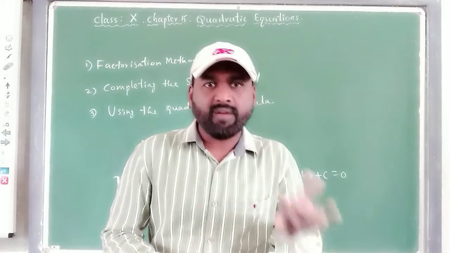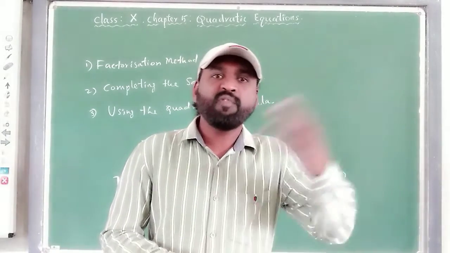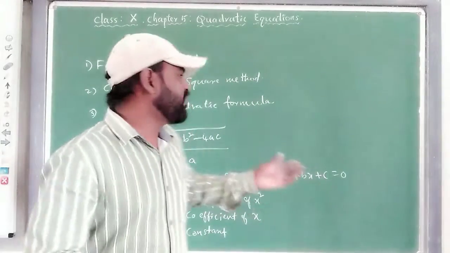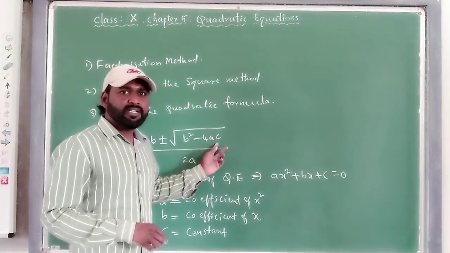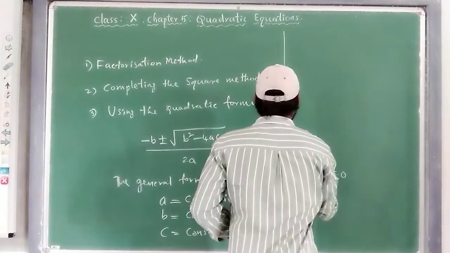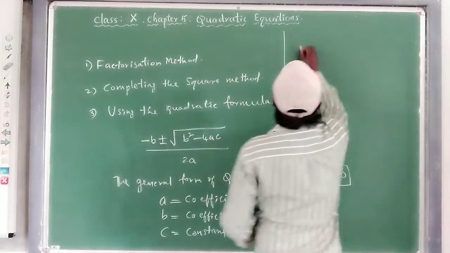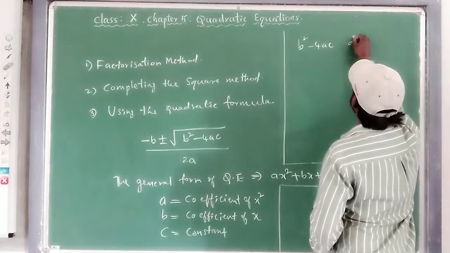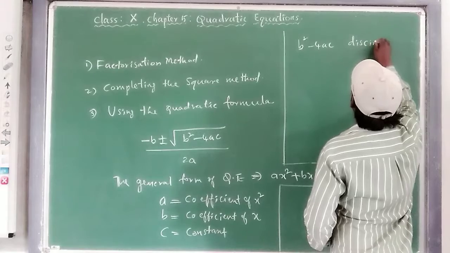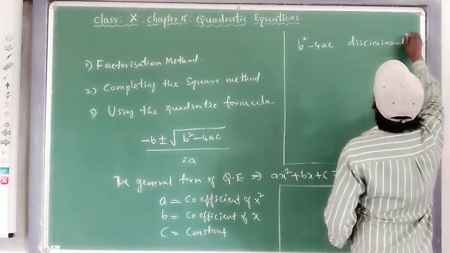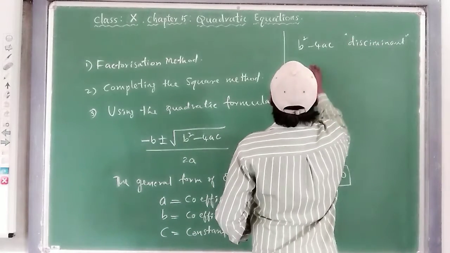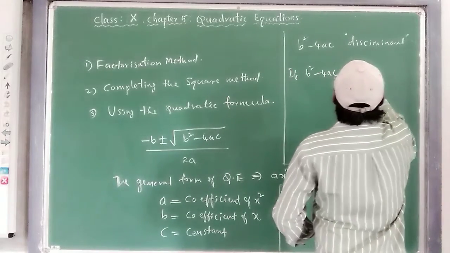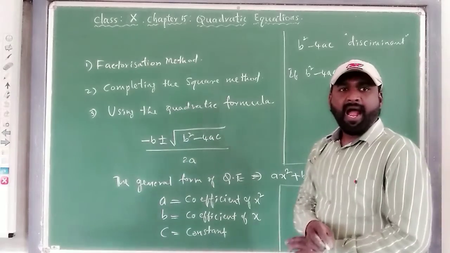What type of roots are we going to get for a given quadratic equation? Before finding the exact roots, we can find the nature of the roots with the help of b square minus 4ac. This is called the discriminant. If the b square minus 4ac value is greater than 0, the roots are real and distinct.